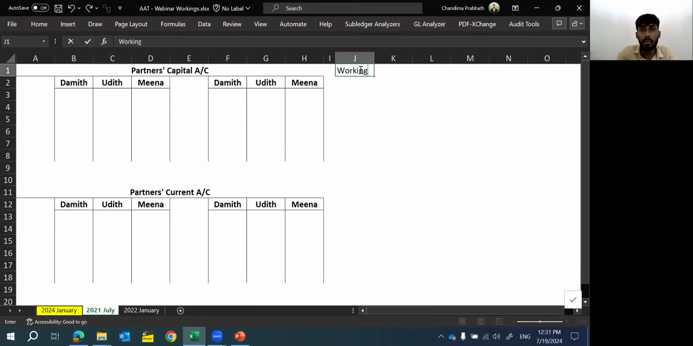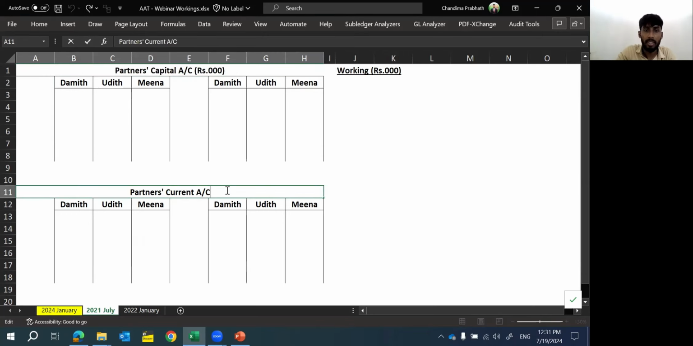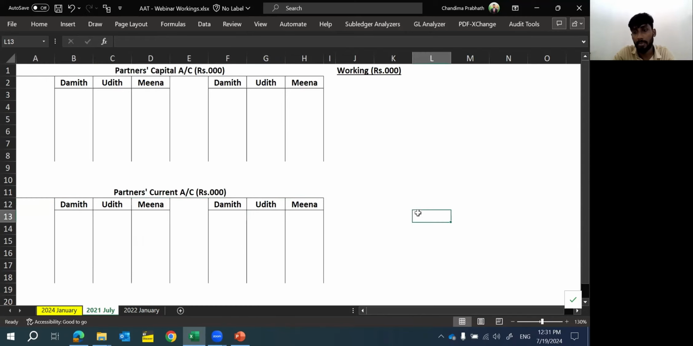So here I am doing a working. The working is in rupees thousands. Let's follow the process that I told you. These accounts, the partners' current accounts, I am also going to prepare in rupees thousands, my dears. Done. First of all, let's put the opening balances.